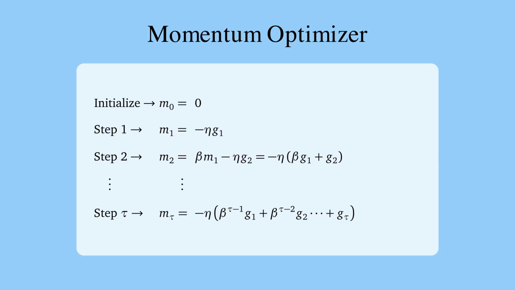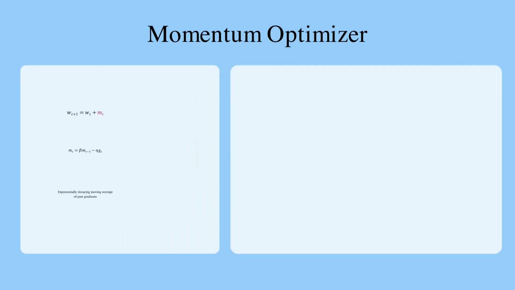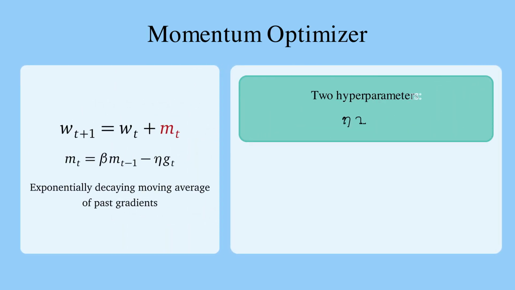If we repeat these computations, we can see that at step tau, we obtain M sub tau, which has beta to the power of tau minus 1 times the gradients at the first step G1. So it means the older gradients, in this case G sub 1, have a smaller coefficient than the newer ones. So that's why we call it exponentially decaying moving average. So this was the basic idea of the Momentum Optimizer.